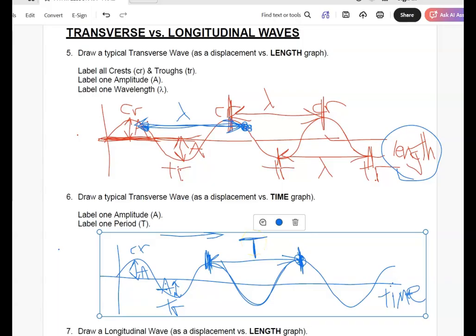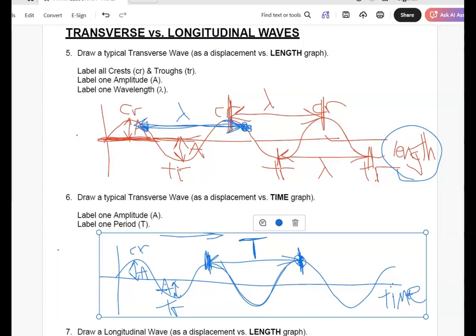And the beauty of being able to get period from a graph is that once you have that value, T, you can do a simple calculation to calculate frequency. 1 over T is frequency. And it's important to remember that because that will come in handy when you start doing wave calculations.